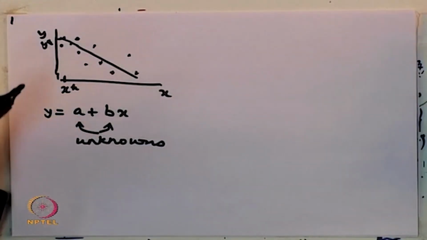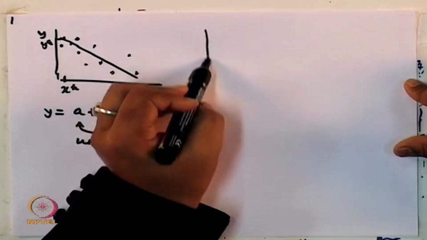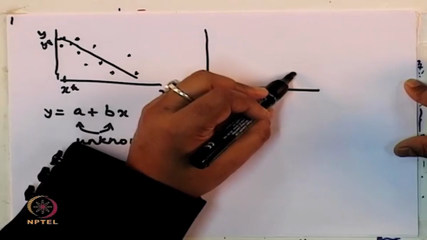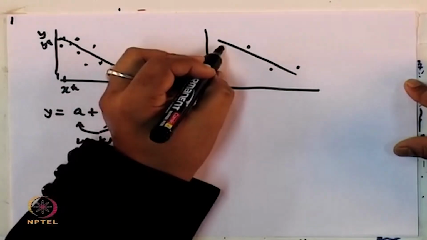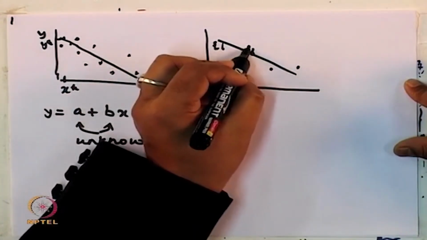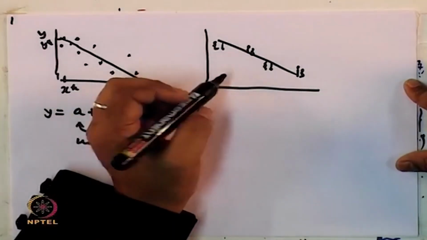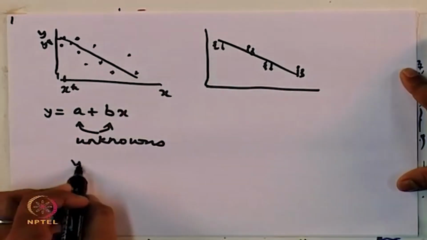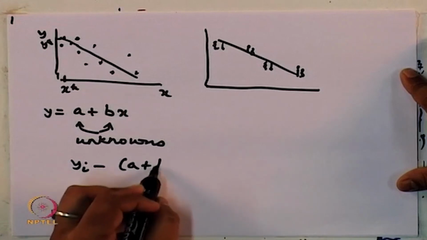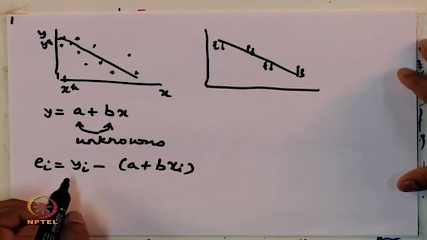How do we go about finding the equation of a line which we think is the best representative of this data? One of the strategies followed is to minimize the deviation. If this is the line that I am drawing and these are our points, I minimize the sum of these deviations from this line. I had previously discussed that the deviations are simply ei is equal to yi minus (a plus bxi).